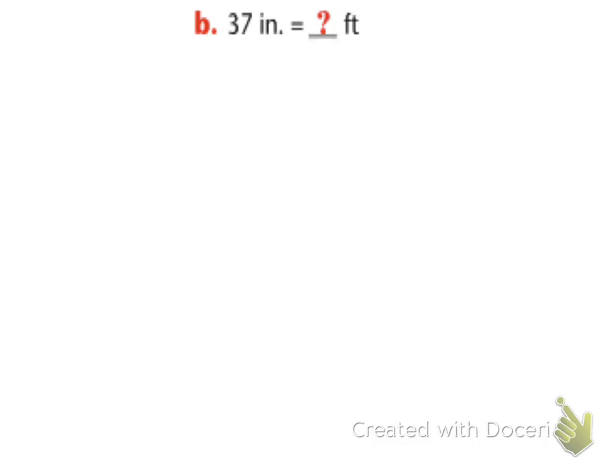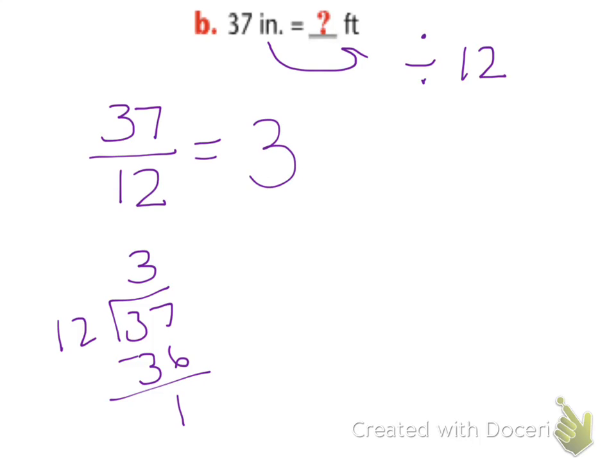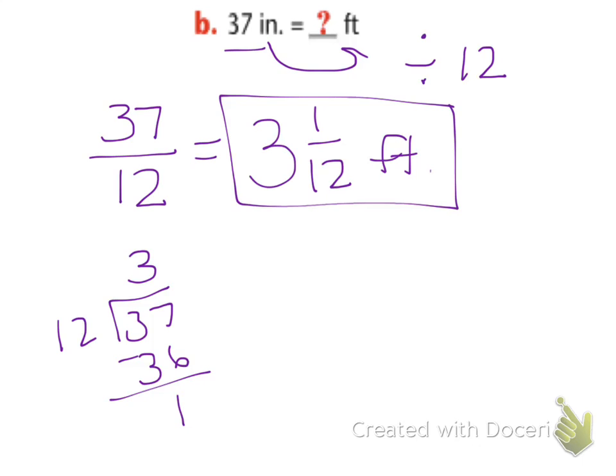Okay, so try this one. We're dealing with, again, inches to feet. So same thing, you're going to divide by 12, but make it look like a fraction. So 37 divided by 12, and then just rewrite that as a mixed number. 12 goes into 37 3 times, and there would be 1 left over. So my answer would be 3 1/12. So 3 1/12 feet are in 37 inches.